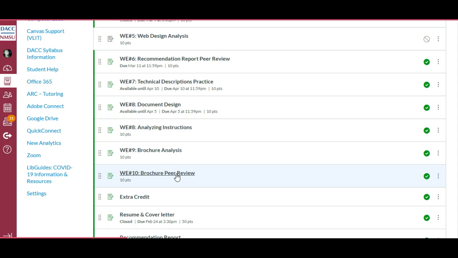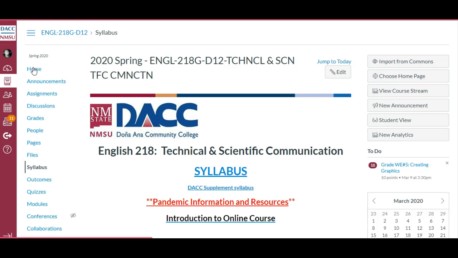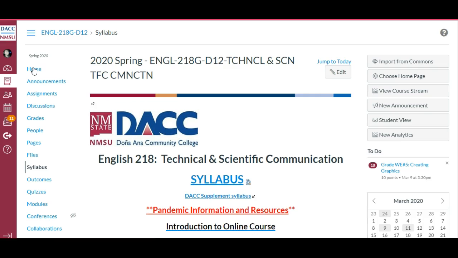So to summarize, the only changes here are I got rid of the technical description, so you don't have to worry about that anymore. And I got rid of the 2 peer reviews, which will be replaced with 2 other assignments. Another change, of course, is that we have limited opportunities for extra credit, so it's very important that you try to do well on your assignments. And obviously, the biggest change of all is that we're not going to be meeting in class anymore. But I really want you to know that that doesn't mean that I'm not here for you anymore.